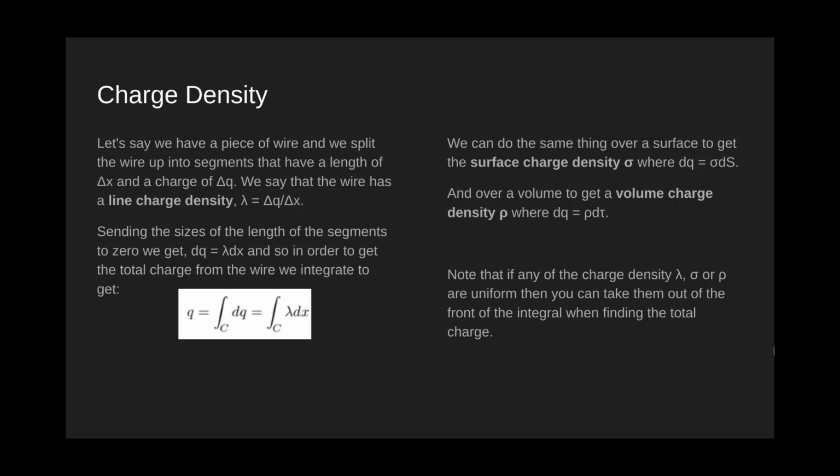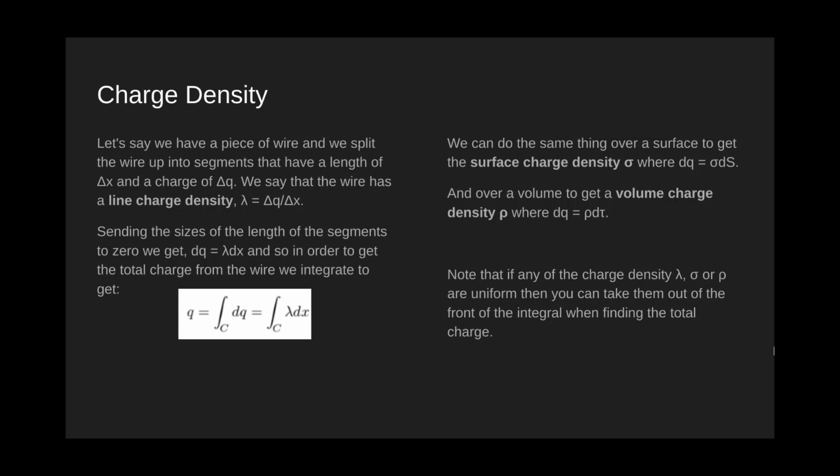Now if we set the size of the segments, delta x, really small, then we can get an equation that looks like dq equals lambda dx. And then as it's in differential form, we know that in order to get total charge, we just have to integrate both sides, and so we get Q equals the integral of lambda dx. We can also do the same thing for surface charge density, where we get dq equals sigma dS, or volume charge density, where we get dq equals rho d tau. And here S is our area and tau is our volume.